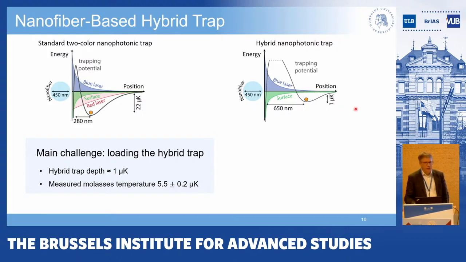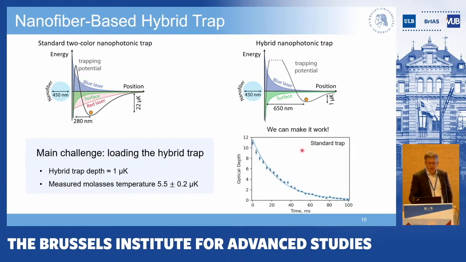And amazingly, due to some accident, we noticed that we can actually load this trap. I can tell you in the coffee break about the accident, but the story is that when we load this standard trap, we can detect the atoms by launching resonant light through the fiber, and we see the absorption from the atoms. And then when we look at that absorption over time, it decreases because we lose the atoms over some 50, 80 milliseconds of time. So this is the standard trap. We load atoms and then we lose them over time.